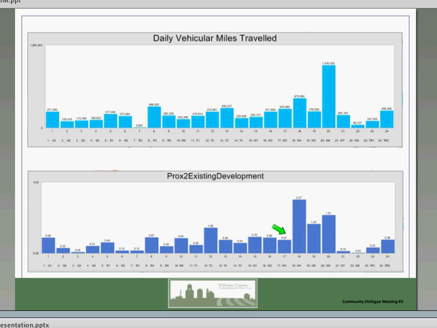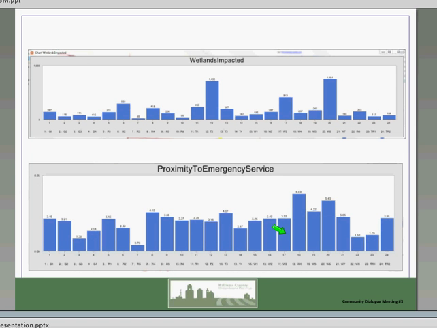We go on and look at vehicular miles traveled. Each and every table was evaluated for the amount of miles it would take in a day to go back and forth. Here's proximity to existing development. Citizens said development shouldn't be by itself. It should be adjacent to other development. And that's how you can measure it.